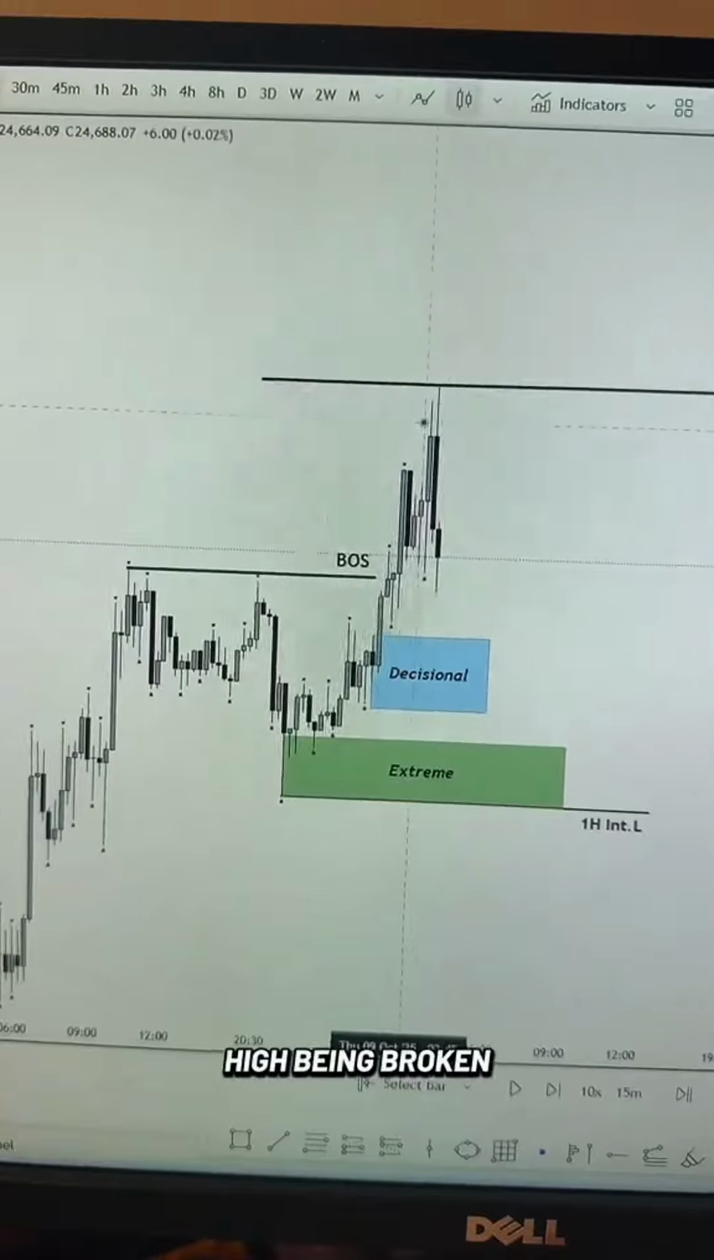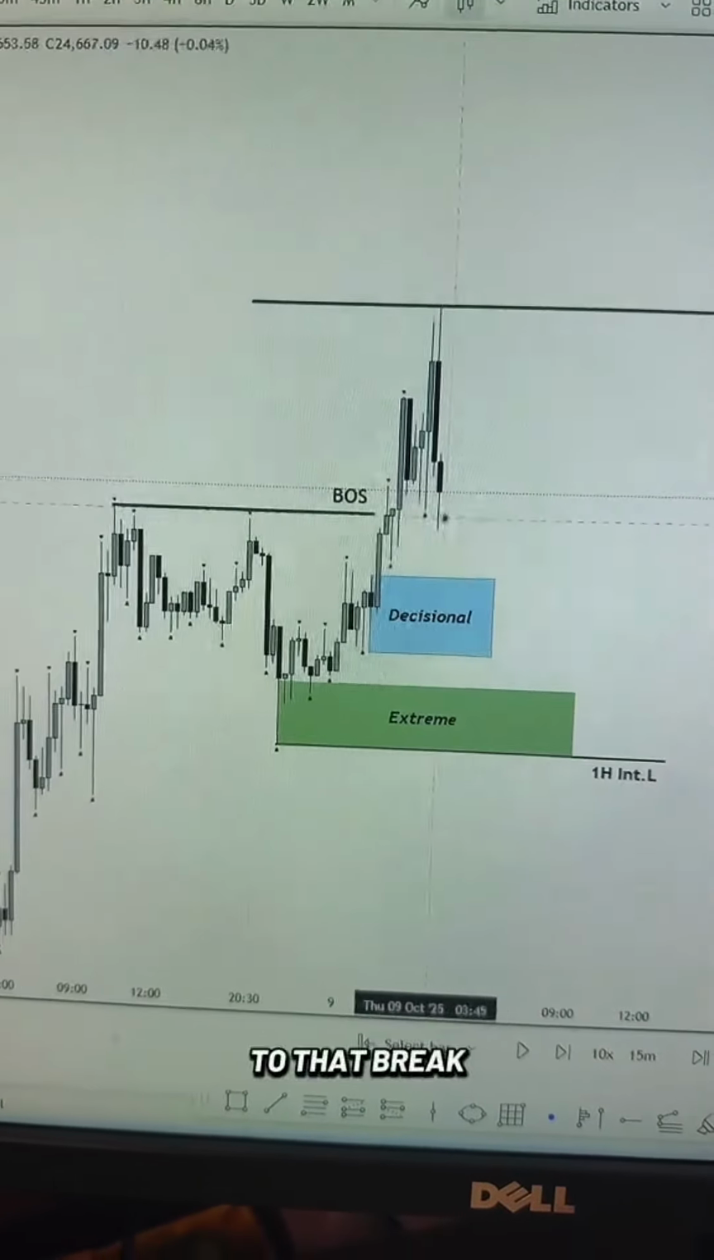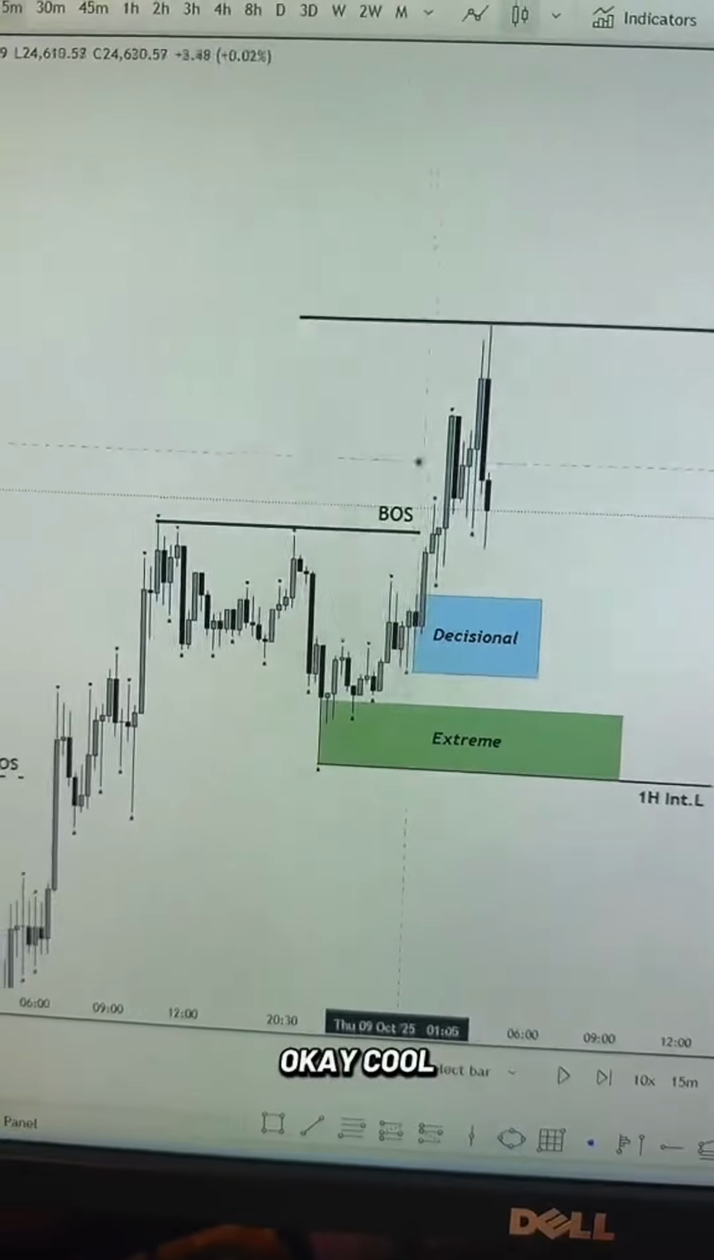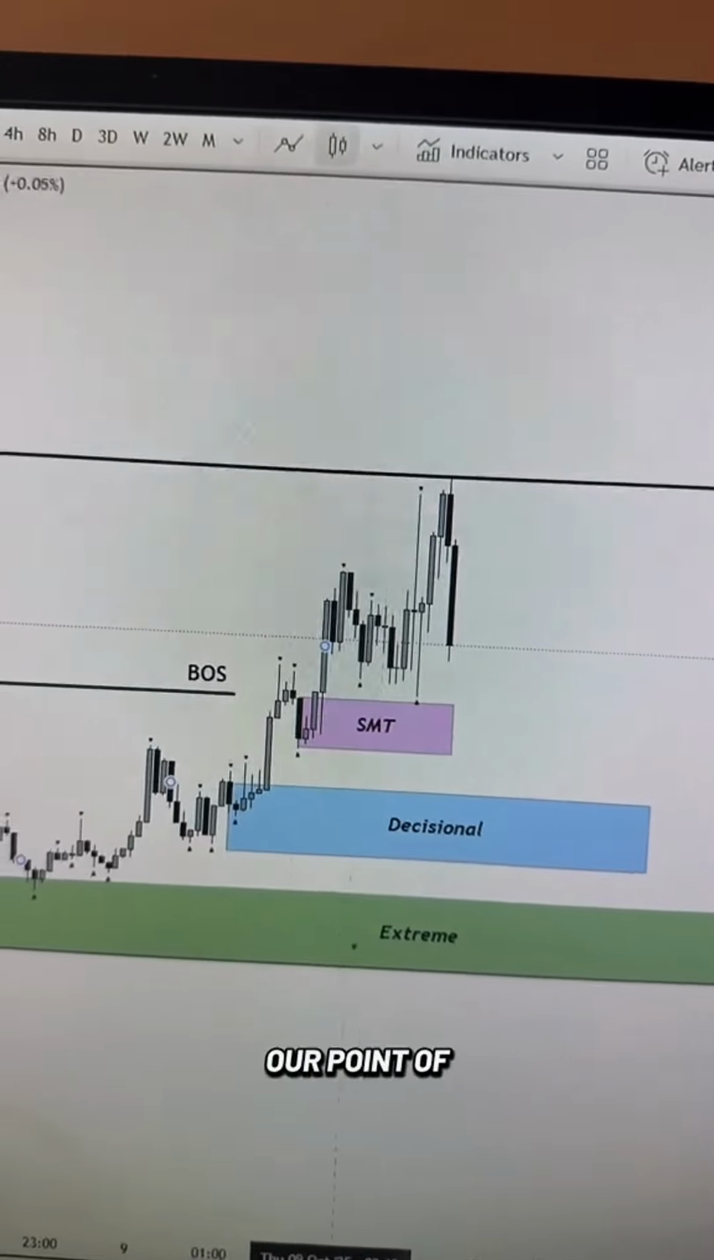So on the M15, we found our main push, this low that led to this high being broken, right? After establishing that, we need to find our point of interest. This is a decisional that led to that break right there. This is the extreme of that. Okay, cool. Now let's go on the M5. So on the M5, what do we have? So we've established our main push and we've established our point of interest, right?